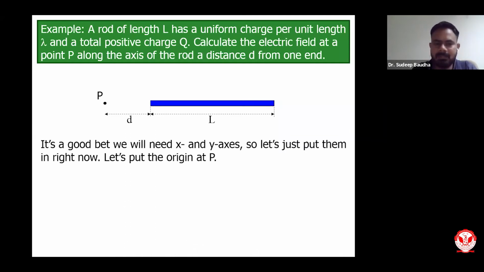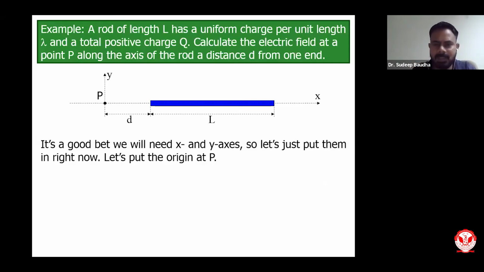Let's see what the concepts behind this are. We will need x and y axes, so let's put them in right now. What I am going to do is locate P at the origin, with x and y axes like this. It is not mandatory to use those axes, but for my consideration, I am using this. The coordinate of P is x equals 0 and y equals 0. The rest of the things you can now formulate, such as the total length and the distance of this bar from the origin.